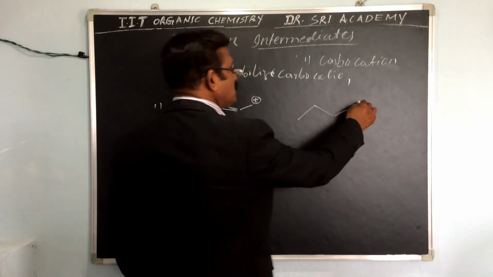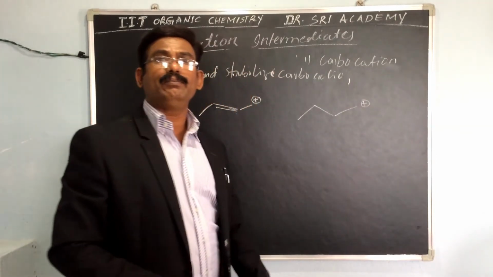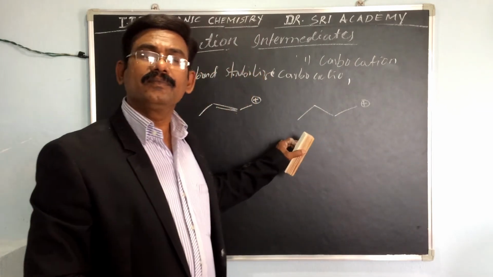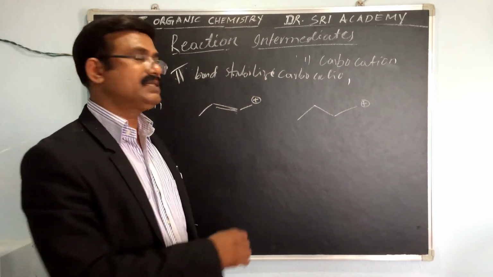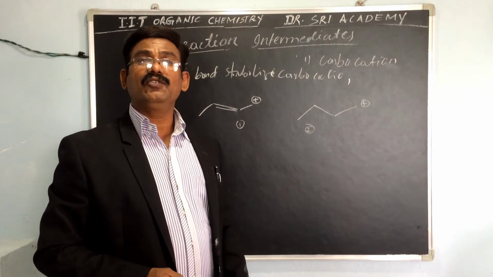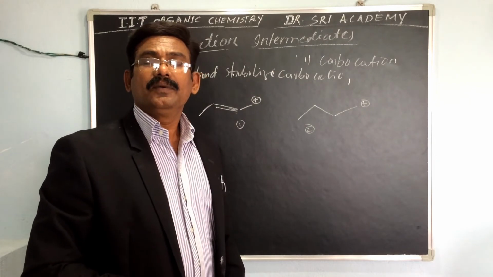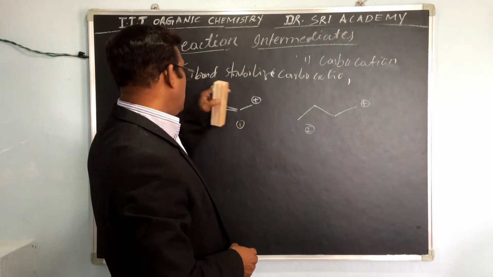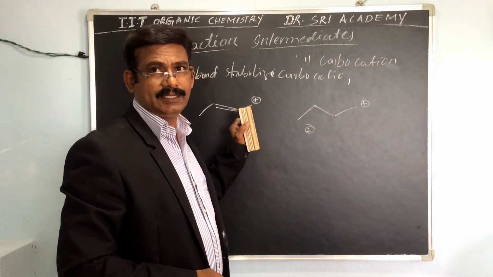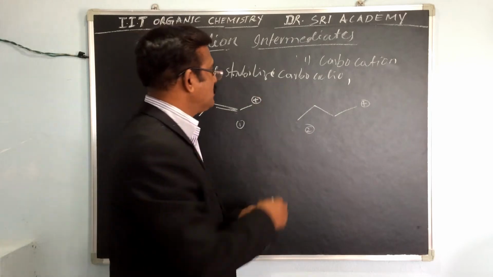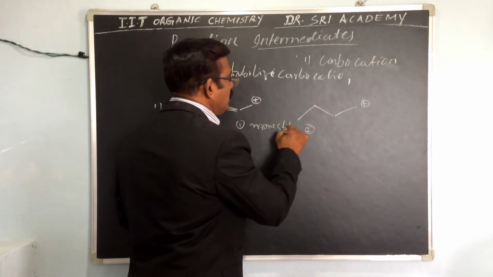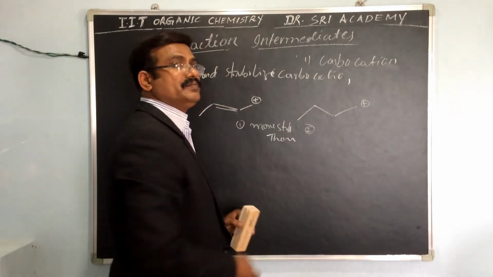So among these two, which one is more stable? Which one is less stable? The first one or the second one, which is more stable? Because the pi bond stabilizes carbocations, the first one is more stable than the second one.